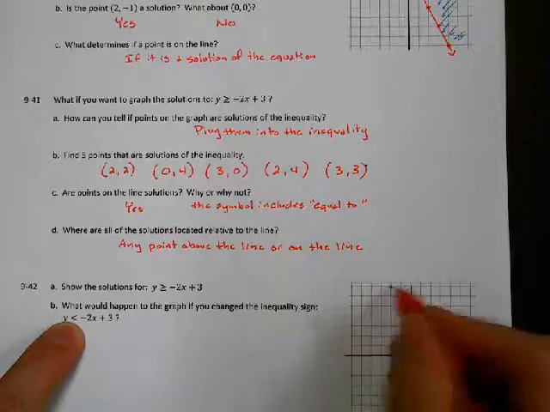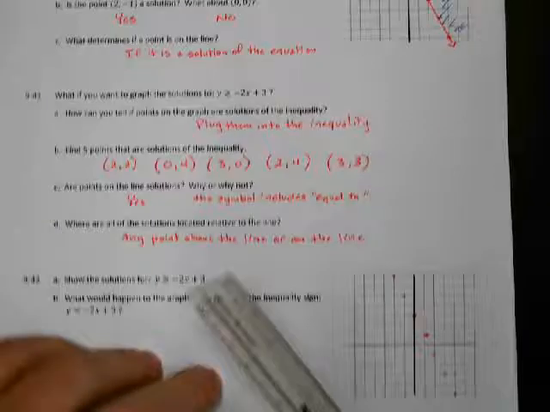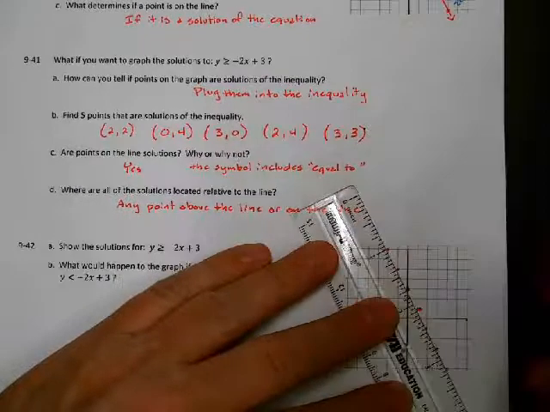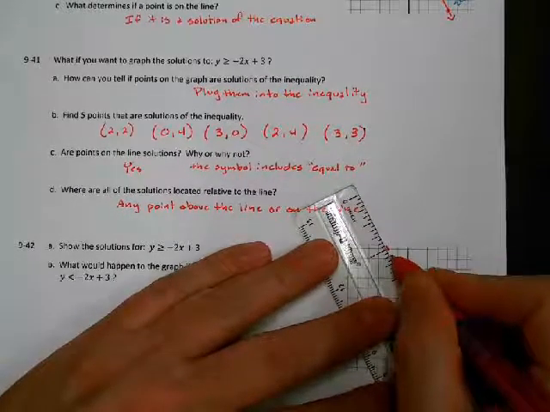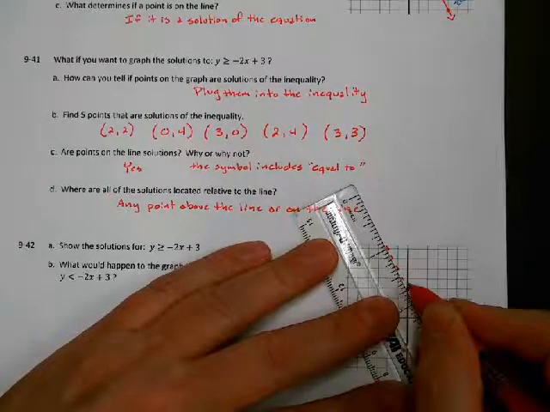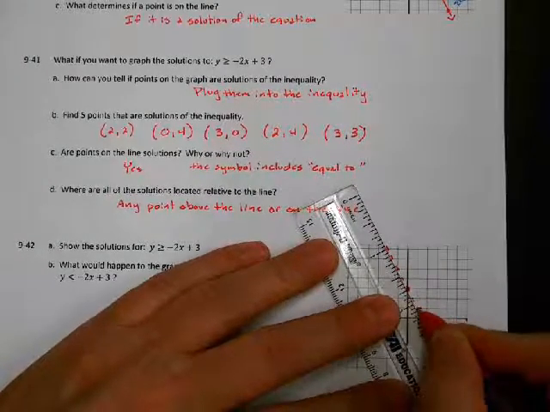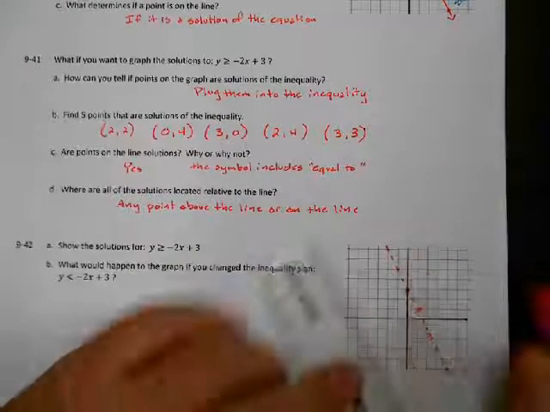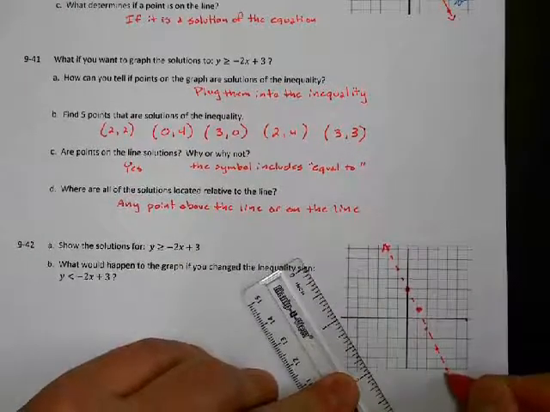So how do we show that it's not a solution? What we do instead of making the solid line like the one above is we would make a dotted line. This is indicating that any point on the line is not a solution. So those are not solutions.